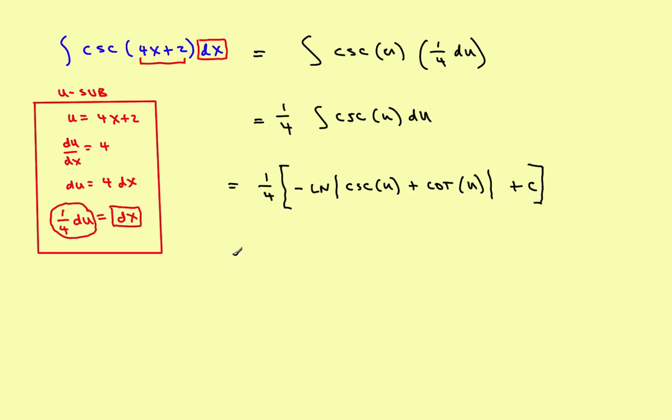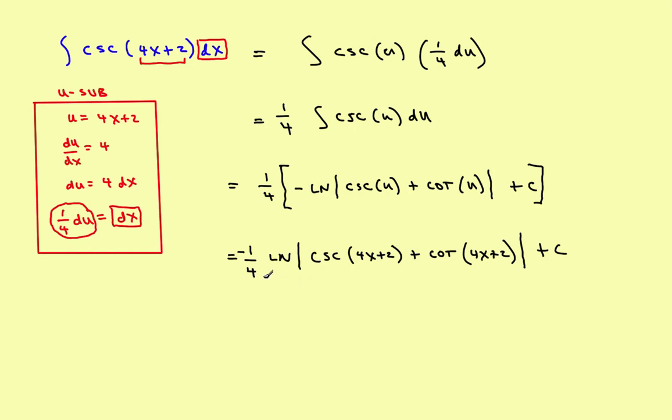Okay, you're almost finished. The last step now is just to replace u with what it's equal to. And I think I'll go ahead and put this negative out in front again. So a negative 1/4. Then I've got the natural log, absolute value of, here's the cosecant. But in place of u, put what it's equal to. So you've got a 4x plus 2 right here. And you've got plus the cotangent. And again, replace the u with a 4x plus 2. Absolute value sign plus c, and you've got it.